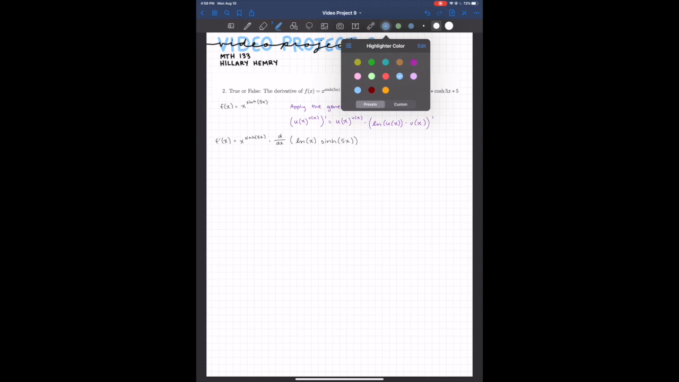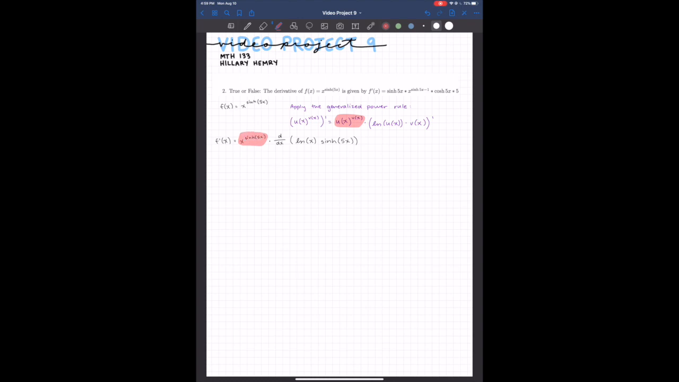And now let's go through and just point out with our highlighter which parts of this generalized power rule equation we subbed in with our actual function. So first, like I said, we have that u of x to the v of x, which is just our original function. Next we have the ln of u of x, which in this case u of x is just x. And then finally our v of x is going to be that sinh of 5x, which we see there.